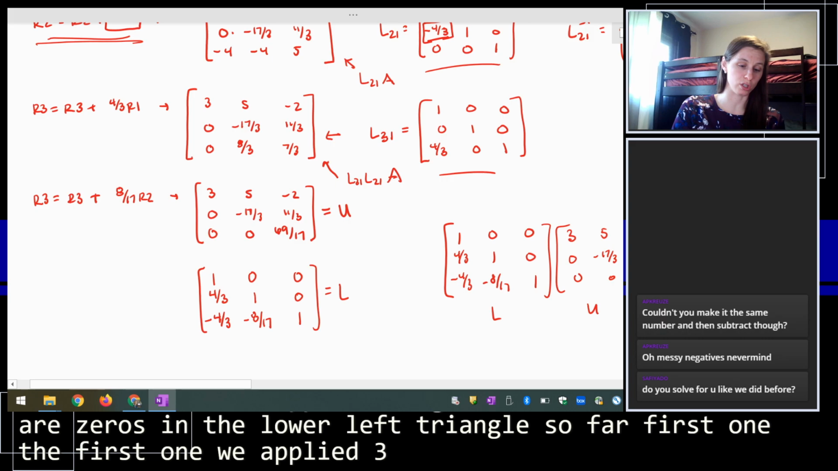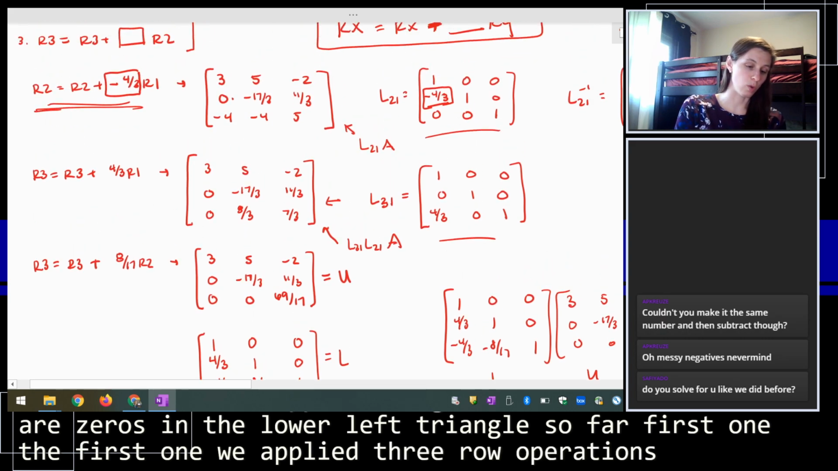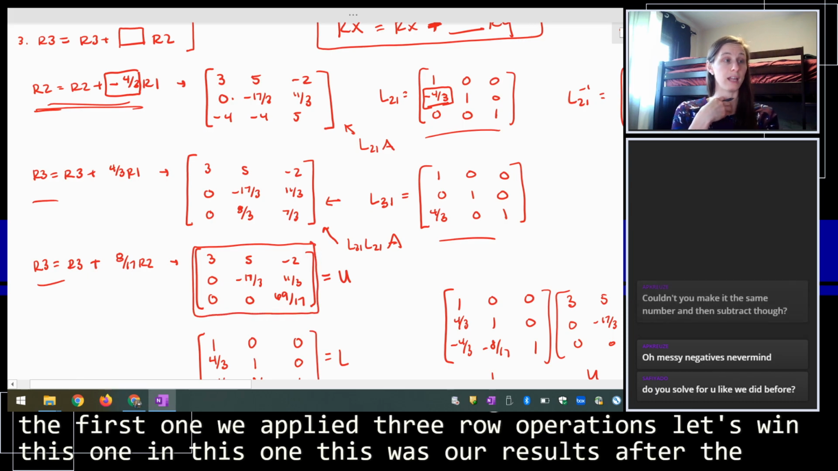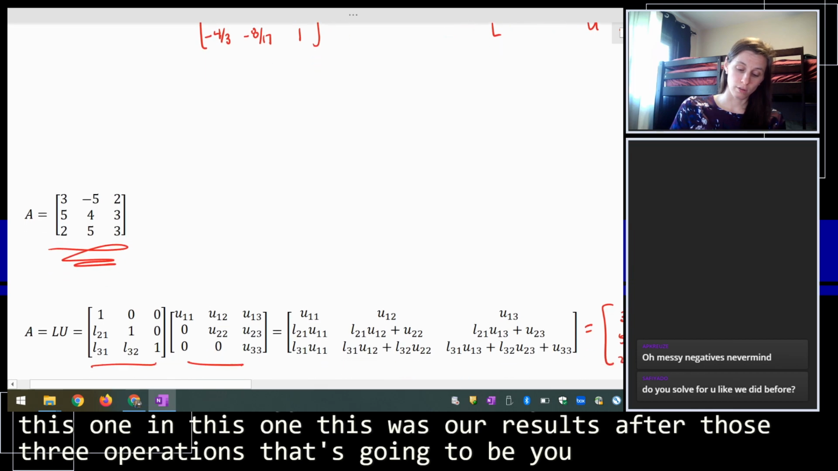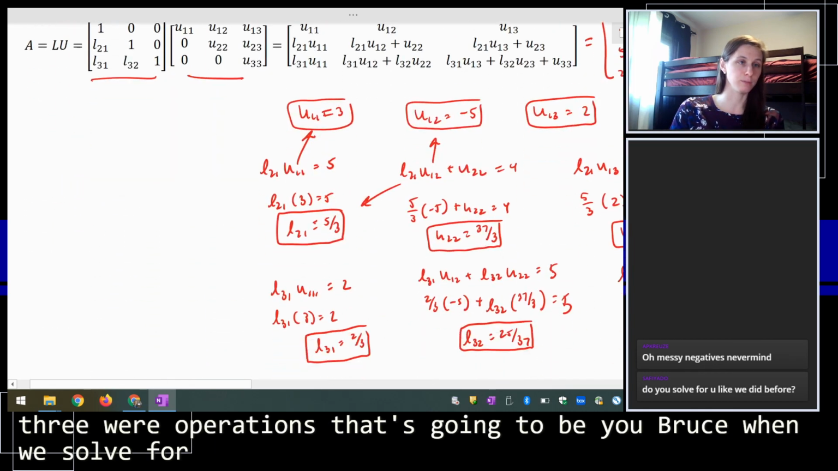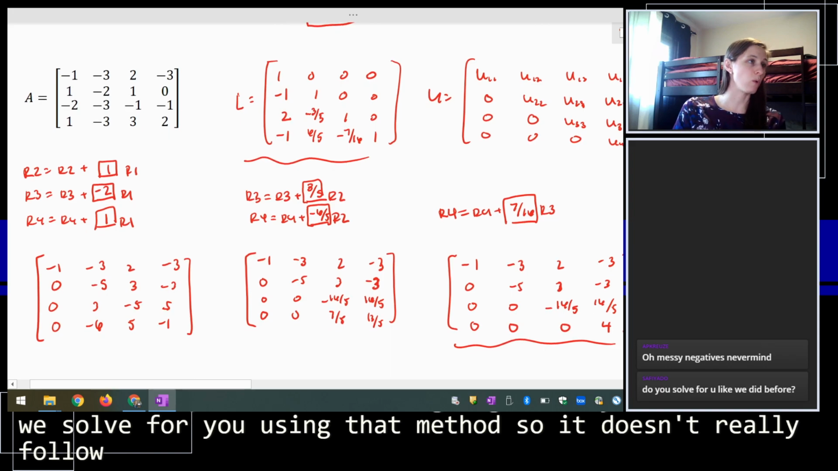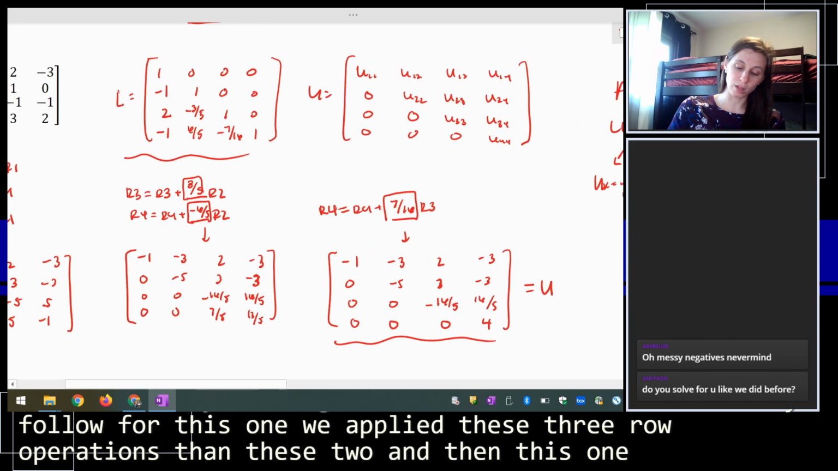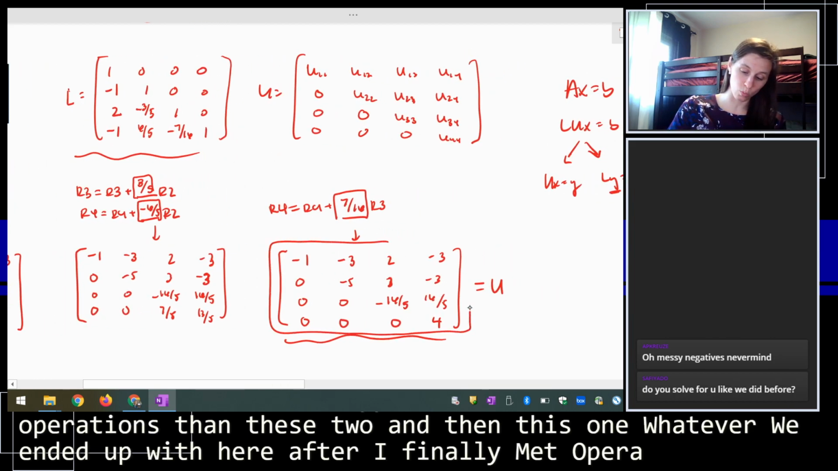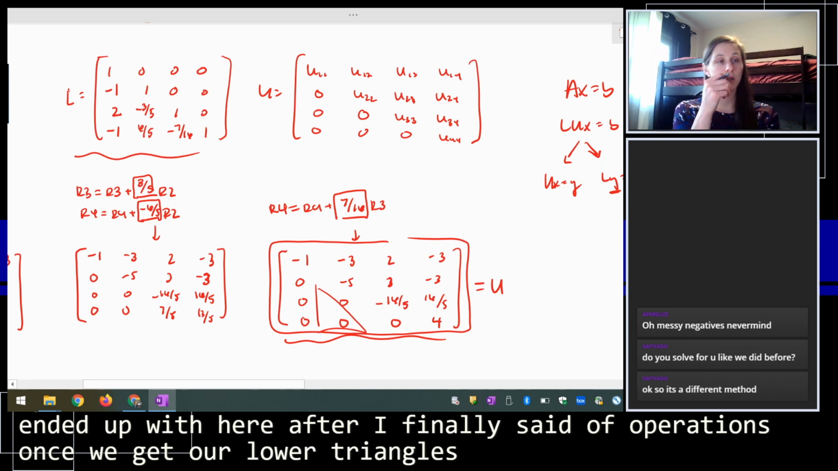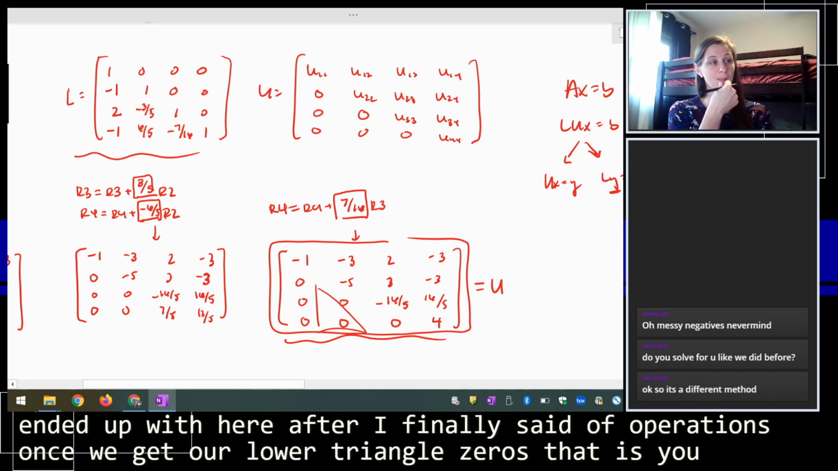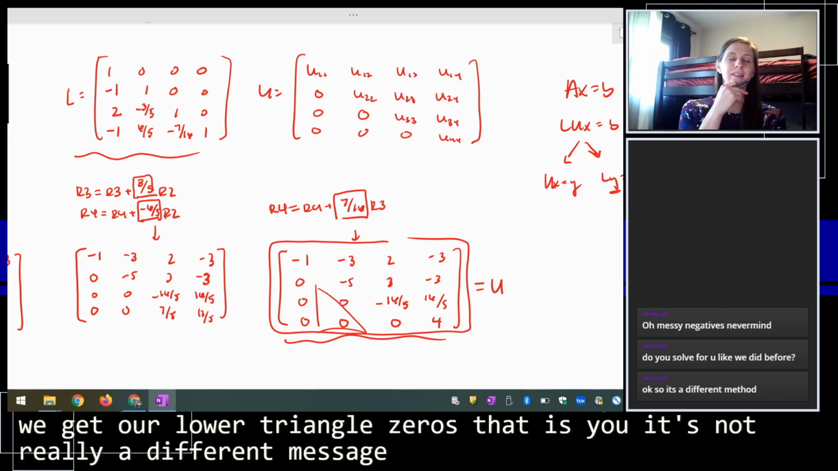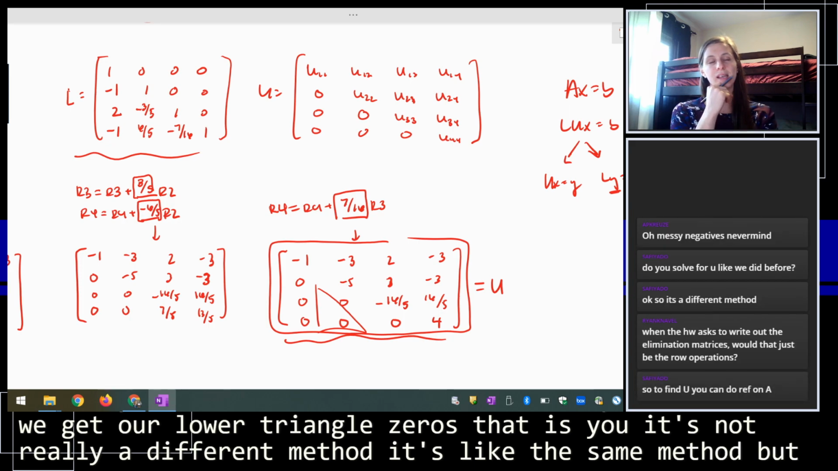So for our first one, we applied 3 row operations. This one, and this one. This was our result. After those 3 row operations, that's going to be U. For this one, we solved for U using that method, so it didn't really follow. For this one, we applied these 3 row operations, then these 2, and then this one. Whatever we ended up with here after our final set of row operations, once we get our lower triangle of zeros, that is U. It's not really a different method. It's like the same method, but stricter.